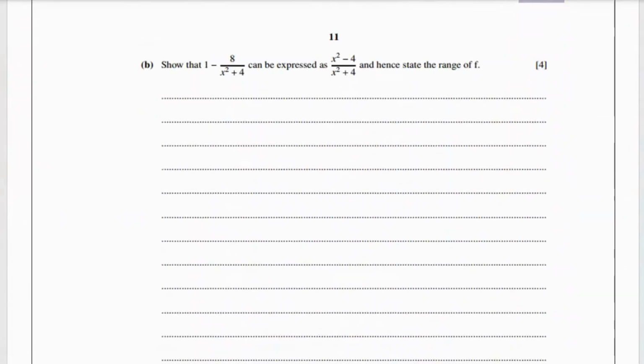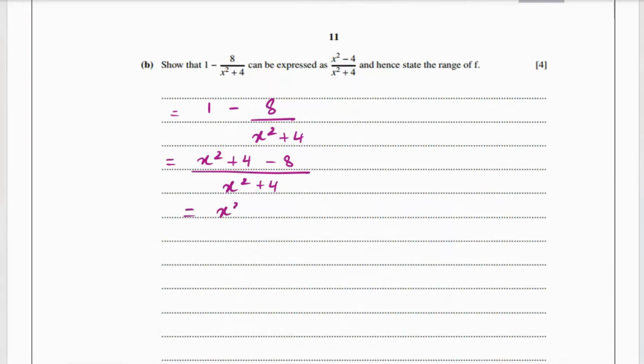Then show that 1 minus 8 over x squared plus 4 can be expressed as x squared minus 4 over x squared plus 4, and hence state the range of f. So we have 1 minus 8 over x squared plus 4. So we make the denominator equal by multiplying 1 by x squared plus 4 and dividing it by x squared plus 4. So that's going to be x squared plus 4 minus 8 over x squared plus 4.